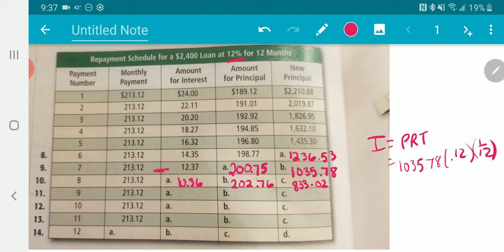So we can follow this same process the whole way down. Calculate your interest, subtract it from the monthly payment, subtract your amount for the principal from your previous principal, and you just keep working your way down. I'll do one more interest with you here.